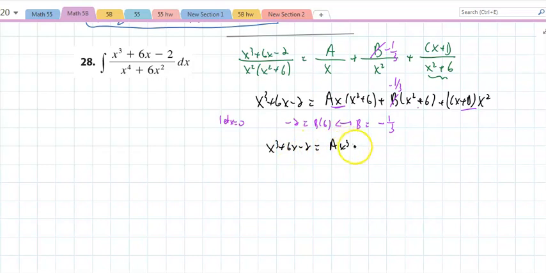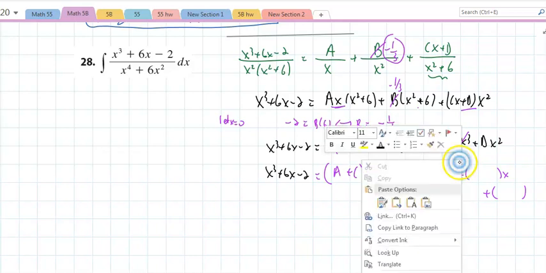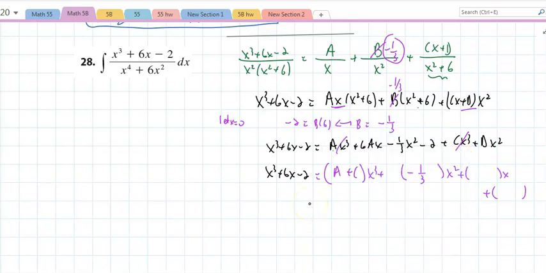This is ax cubed plus 6ax minus 1/3 x squared minus 2 plus cx cubed plus dx squared. The book's trick, now that you found one of those, it's going to save the day. Get the cubes, get the squares, get the x's, and get the constants. The cubes would be a plus c, the squares would be simply negative 1/3. Oh no, the squares would be negative 1/3 plus d.